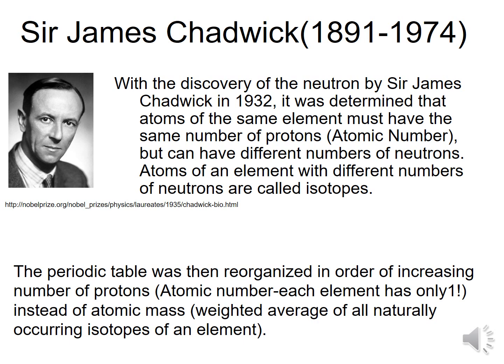The neutron was discovered by Sir James Chadwick in 1932. He determined that atoms of the same element must have the same number of protons, but can have different numbers of neutrons. So we call atoms of an element with different numbers of neutrons isotopes.